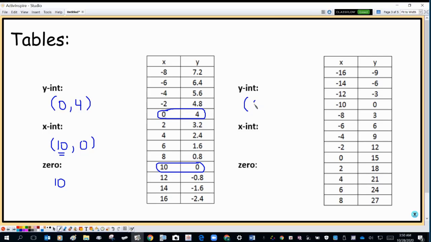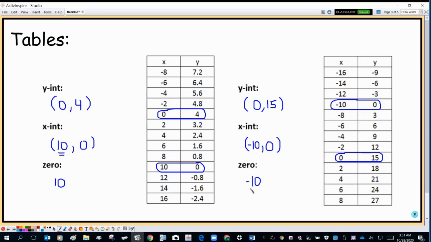Let's find the y-intercept. Please remember the x value for the y-intercept is 0. So we look for the 0, and then right there is our y value, which is 15. And then for the x-intercept, always remember that the y value is 0. So that means you're going to look through there and find the 0. And then we know now that the x value is negative 10.